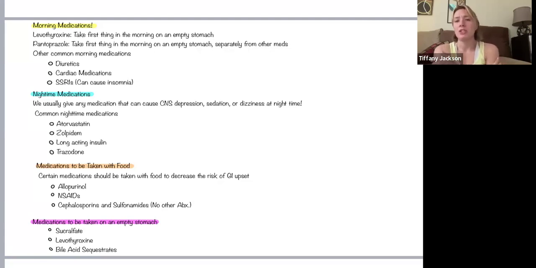So what medications can be taken with food? A lot of the reasoning why we take meds with food is to decrease the risk of GI upset, GI ulceration. So allopurinol can be taken with food.